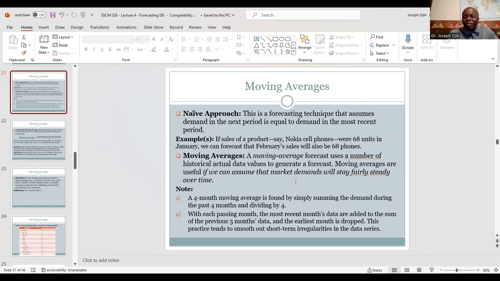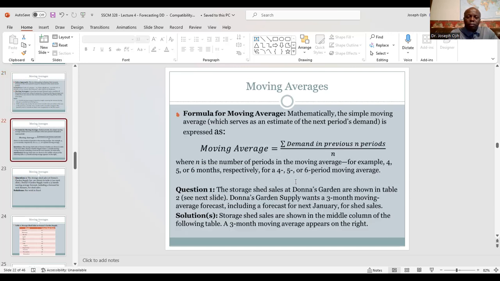These days, we use Excel to do all those things. We still need to know how to do it manually, so that we know what we are actually getting. But for this lecture, I will focus on how to use Excel to do it. Generally, the moving average formula means the sum of the demand in the previous n months divided by n, where n is the number of periods in the moving average. For a 4-month moving average, n will be 4. For a 5-month moving average, n will be 5, and so on and so forth.